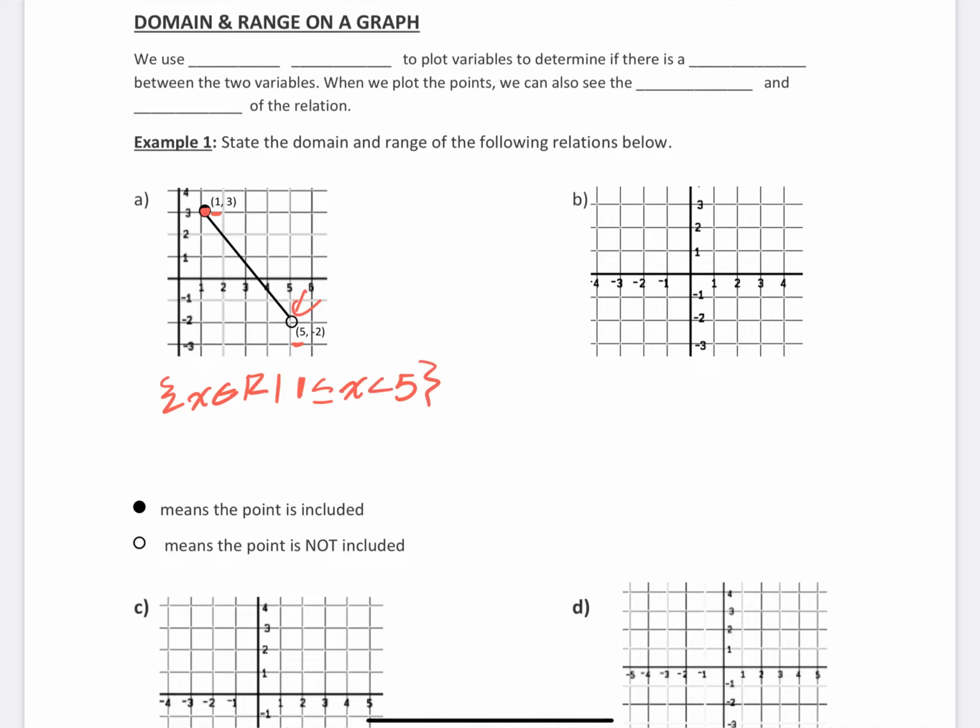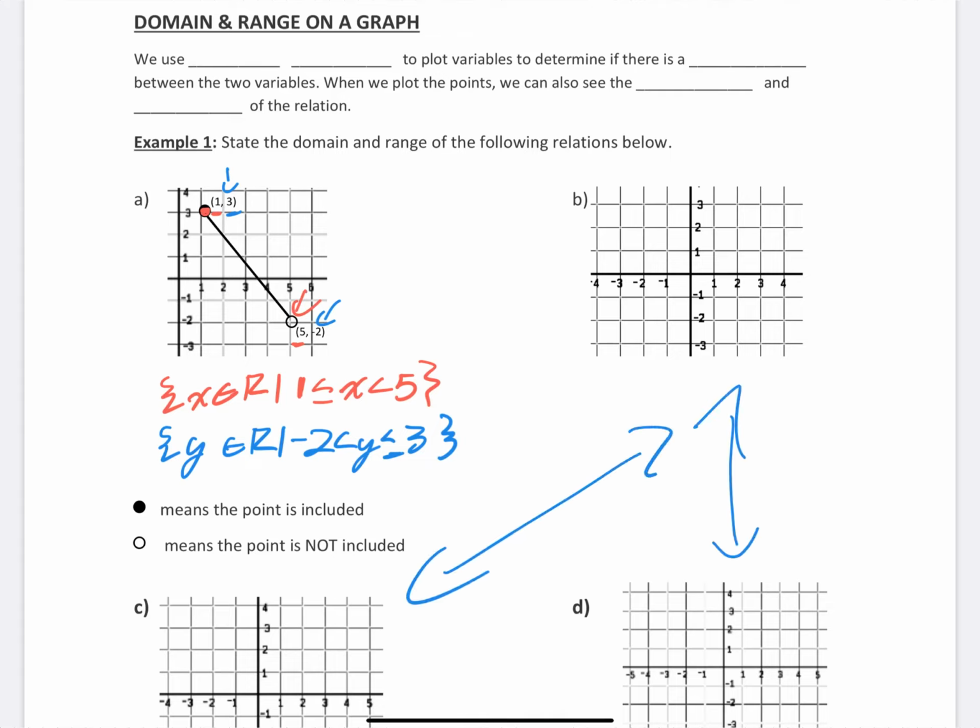Range, we reference the y values. We would say y is the element of all real numbers such that -2 is the smallest one and 3 is the largest. We put the y in the middle, and same concept, because it's a filled in value, we say less than and equal to 3, but greater than -2. Okay. There are no values in any of these, so I don't have a domain and range for them, but that's how you would do the domain and range for this function here.